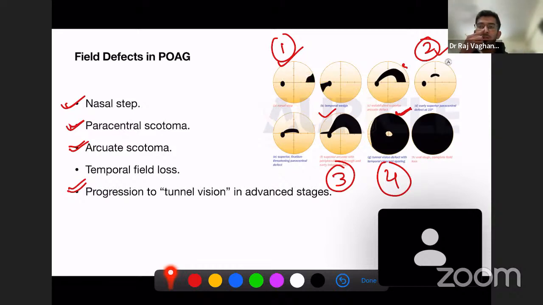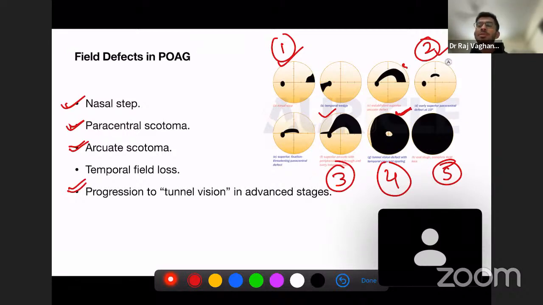And this is the nasal step. Nasal step means just here at the nose. If this eye is having primary glaucoma, that means you cannot see only this side of the things. That is the nasal step. It is related to the nasal visual field. So you have four kinds of visual field defects: nasal step, paracentral scotoma, arcuate scotoma, and progression to tunnel vision in advanced stages. And at the end stage you will have complete vision loss.